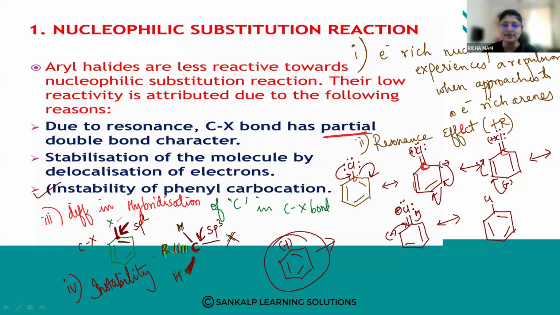Second is the difference in hybridization of carbon atoms in the C-X bond when you compare haloarenes and haloalkanes. Third is the instability of the phenyl carbocation. And the fourth is that an electron-rich nucleophile will experience repulsion when it approaches the electron-rich arene, because both your benzene as well as your nucleophile are electron rich. So there will be repulsion when they approach each other. These are some of the reasons why aryl halides are less reactive towards nucleophilic substitution reaction.